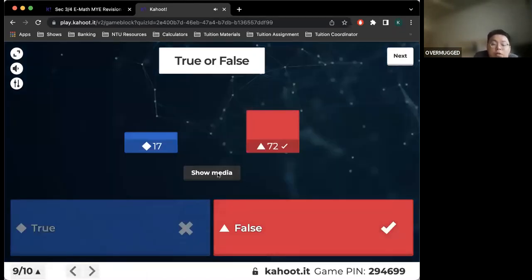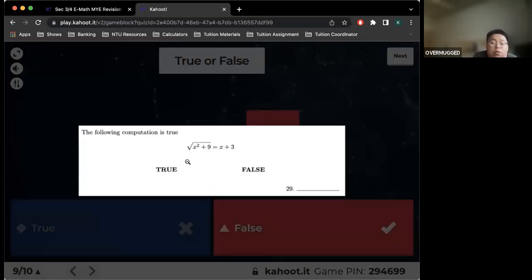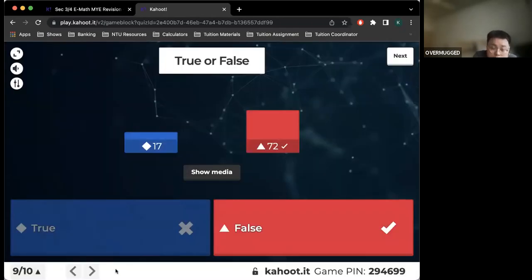Okay, the answer is false. The reason is that you cannot just anyhow square root like this. You'll get it wrong. This is just saying a squared plus b squared is (a plus b) whole squared, which is not true. The last one is difficult.